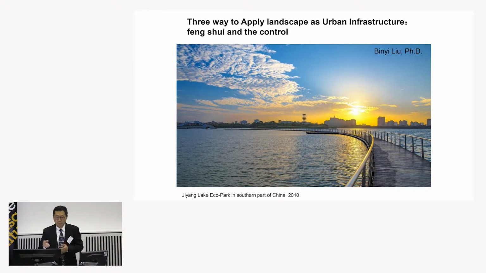I would like to talk about something. The title, maybe you didn't know this title: three ways to apply landscape as urban infrastructure. Feng shui, and the control. The three ways: one way is feng, the other is shui, and the control.